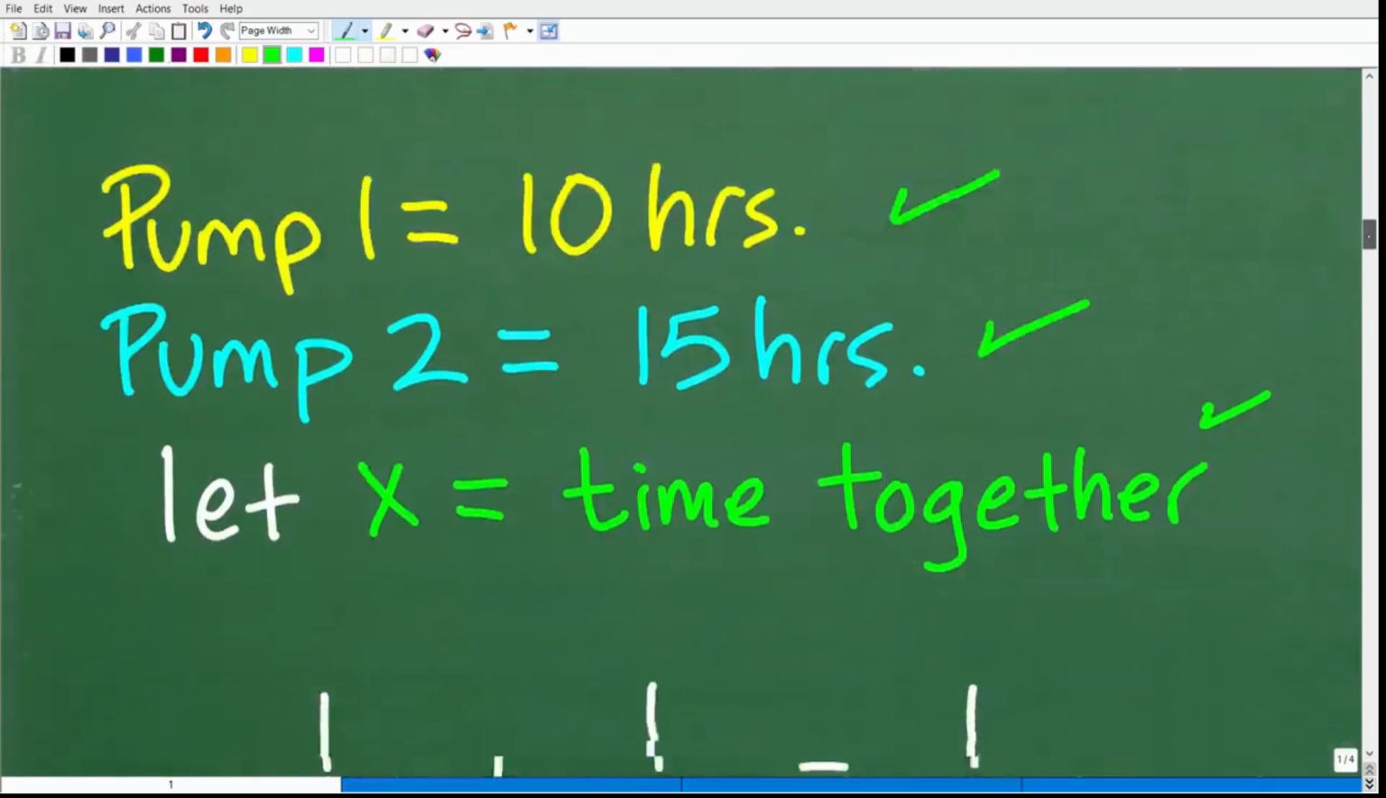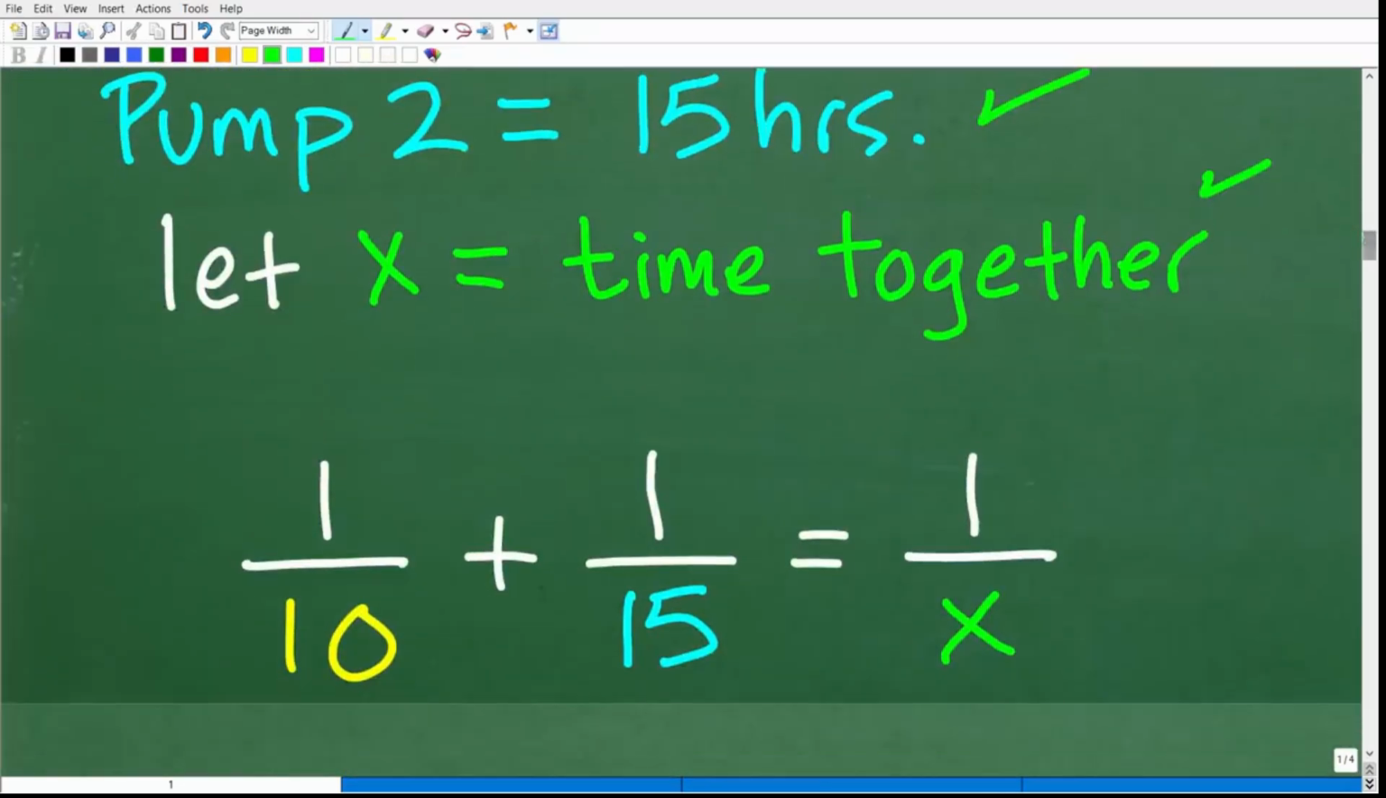Okay, so let's put this all together. We have 1 over 10, which represents the part of the job that the first pump, the faster pump, is going to do, plus 1 over 15, the slower pump, and that's going to equal 1 over x, where x represents the total time together. Now again, this is a little bit confusing. I'll show you another way you can structure this in a second.